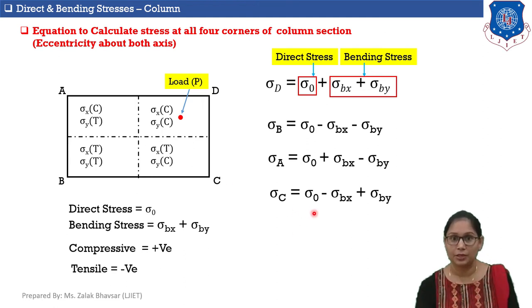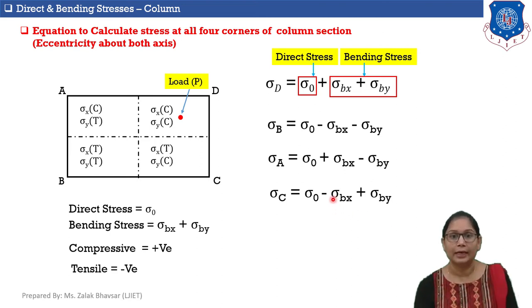And here is the equation for calculating bending total stresses at corner C. Sigma C is equal to sigma 0 minus sigma Bx plus sigma By. So again for that we need to push this load point. By pushing this load point, you can observe that x-axis of this fourth quadrant due to this eccentric load will get stretched. It means along this x-axis of this fourth quadrant, tensile bending stresses will be generated.